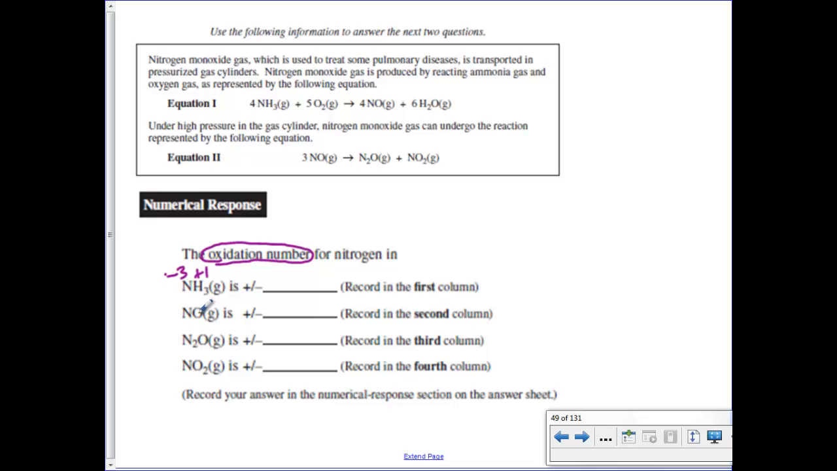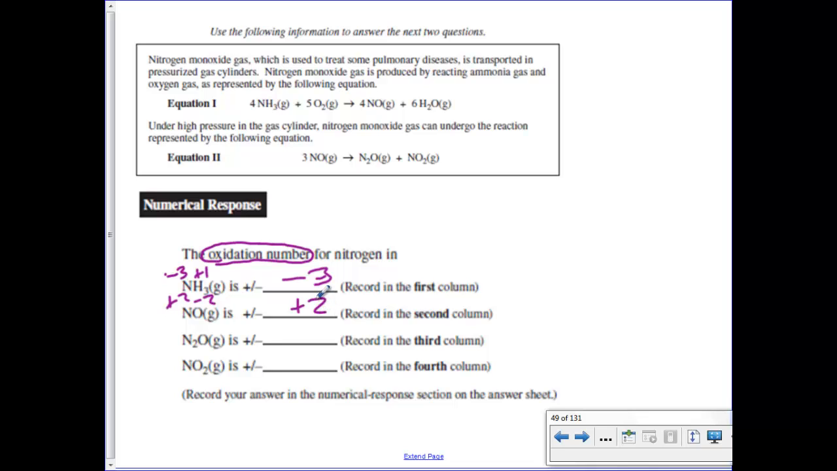Does that make sense? Well, we'll get to that. So in this case, it looks like nitrogen is a -3. Let's do the next one here. Skip nitrogen. What's typically the charge on oxygen? Alright, so if oxygen's -2, it means that nitrogen's probably +2.